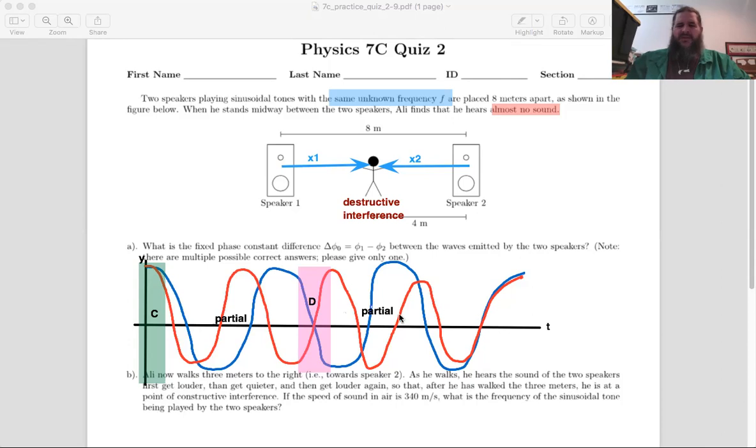But then, as you said, by the time we get to the end, this trough almost lines up with this trough, and it looks like this crest perfectly lines up with this crest. So by the time we get to this time, we're back to constructive again.